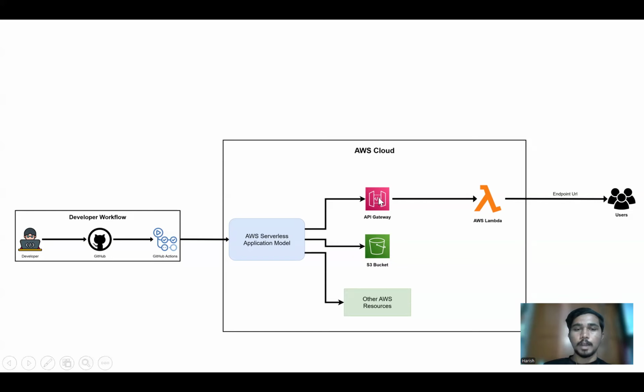API Gateway routes incoming HTTP requests to AWS Lambda, and AWS Lambda executes the serverless function when triggered by API Gateway. The S3 bucket stores static assets or application data. Other AWS resources are additional services required for the application. In the end, users access the deployed application via the endpoint URL exposed by API Gateway, and then API Gateway invokes the Lambda function, which processes requests and responds to users.